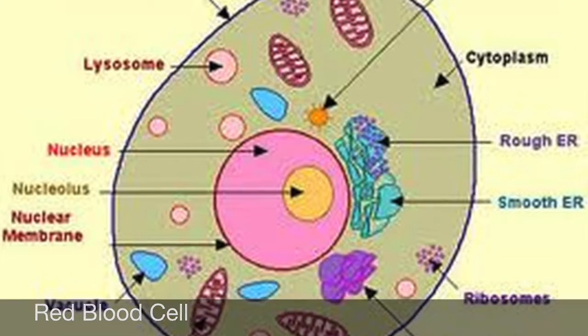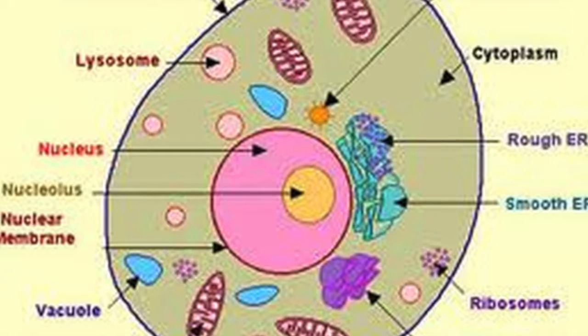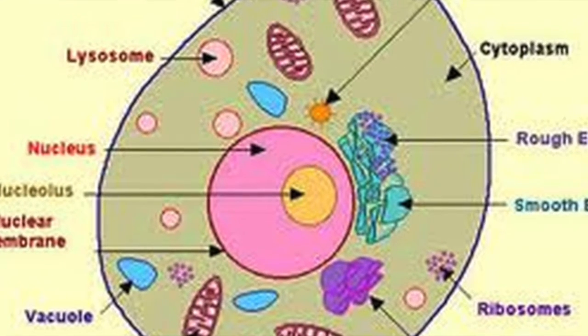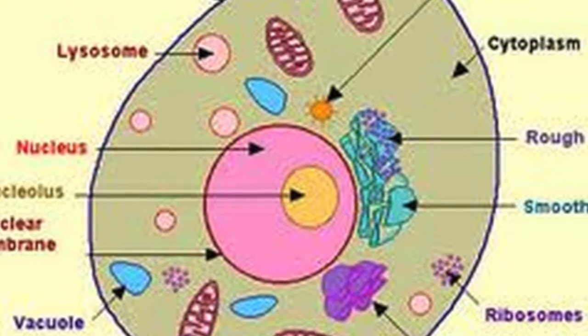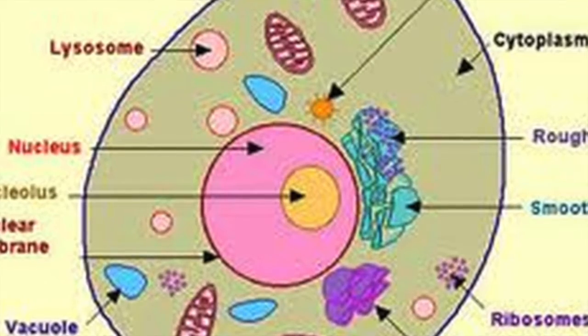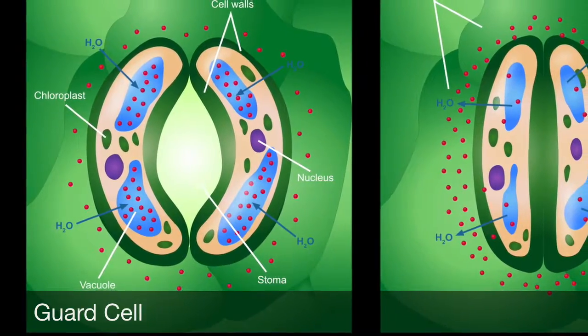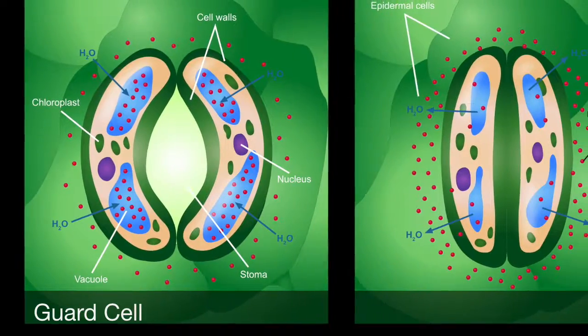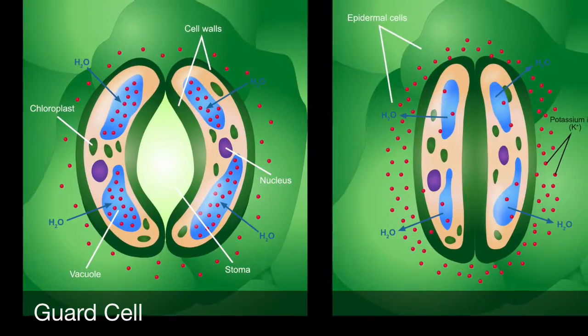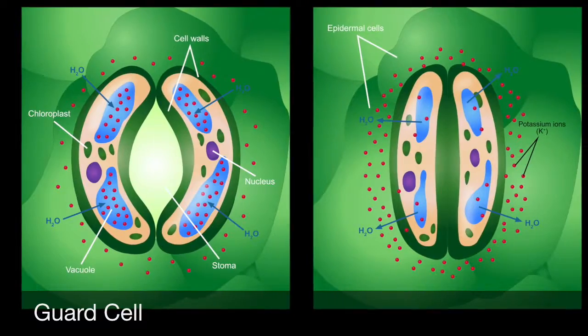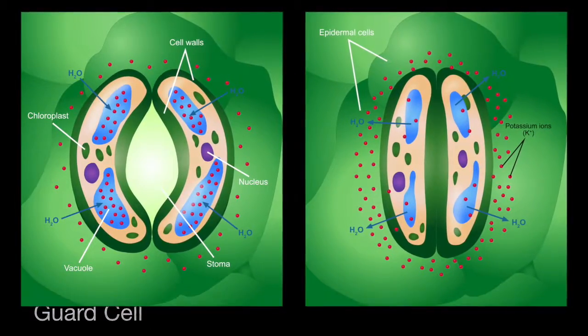How are they different? The most obvious difference is that the red blood cells are red in color and the guard cells are typically green. The red blood cell doesn't have a chloroplast like the guard cells do. Red blood cells do not occur in organized pairs like the guard cells need to. They both have a cell membrane, but guard cells have a cell wall where red blood cells don't.